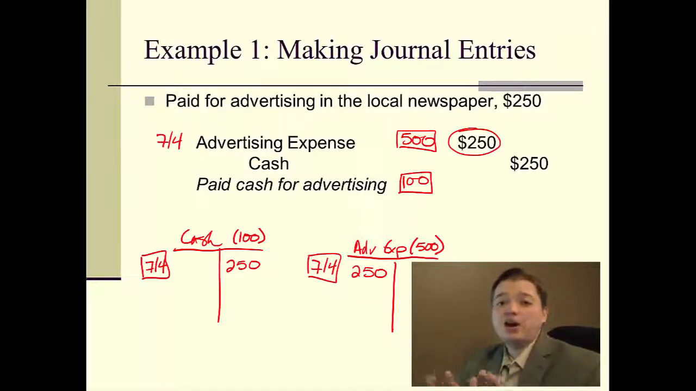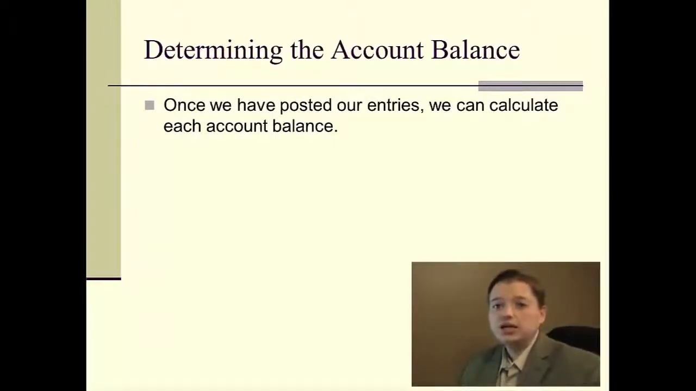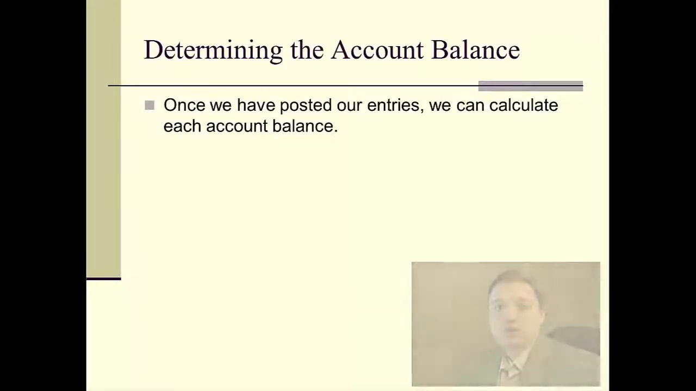Now, the next step in our accounting cycle is to do a trial balance. But before we can do a trial balance, we have to total out all of these accounts and get an ending balance in each one. So to do that, really a straightforward process, but you have to kind of get the hang of it by doing it a couple of times.